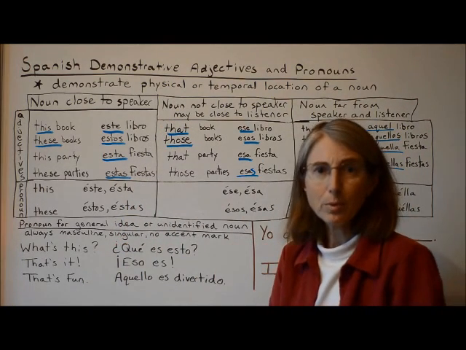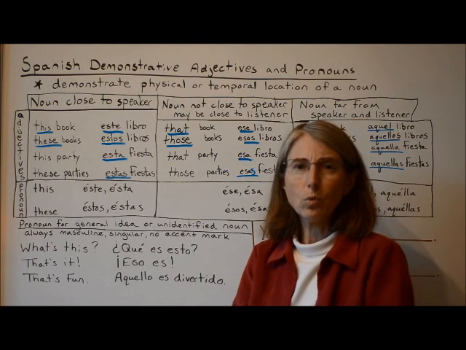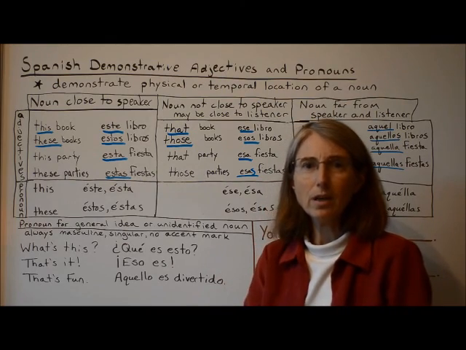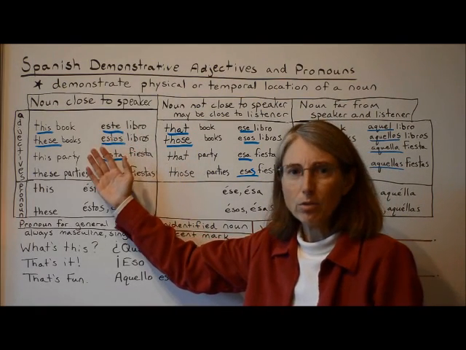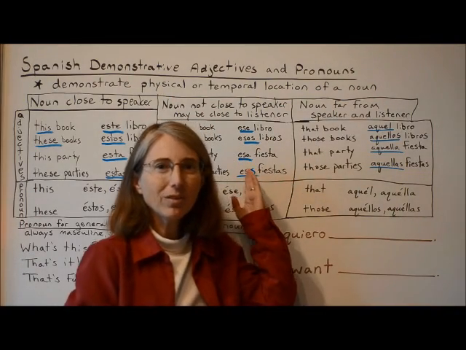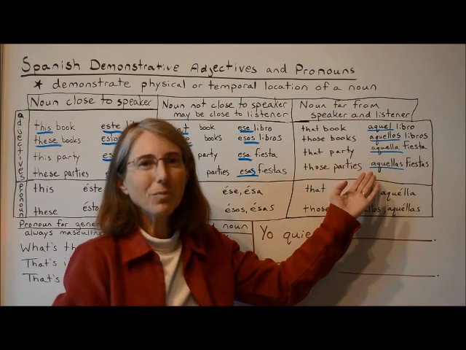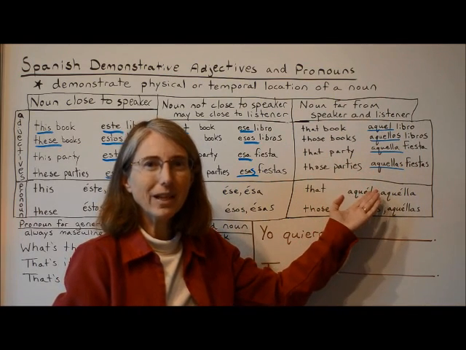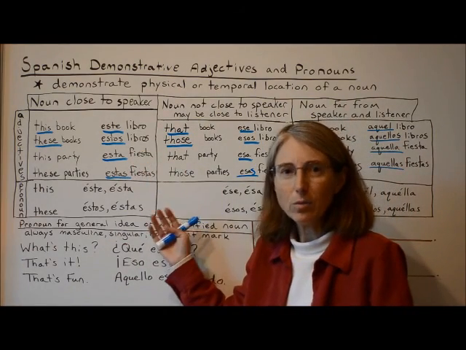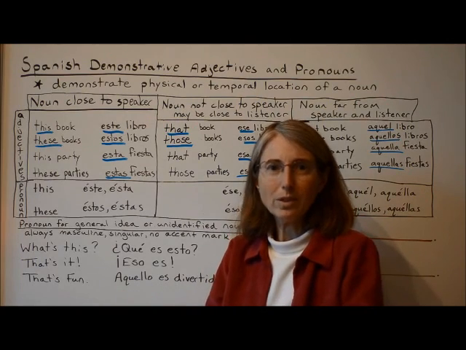Now, the demonstrative pronouns are pronouns, which are words that stand for a noun, that represent these same three concepts. Noun close to the speaker, noun maybe far from the speaker but close to the listener, and noun very far from the listener and the speaker. These pronouns follow these same three categories, but they don't have the noun with them. It's just a word that stands for the noun.